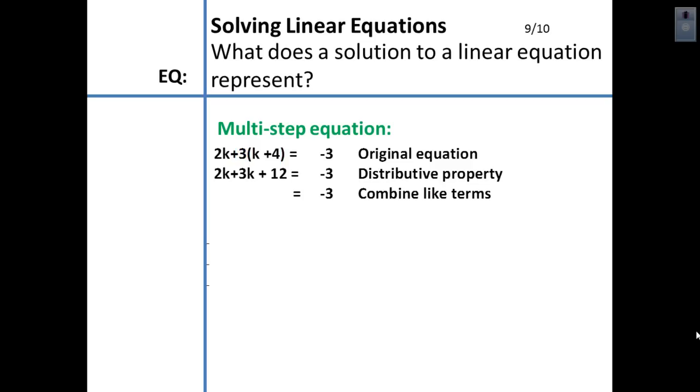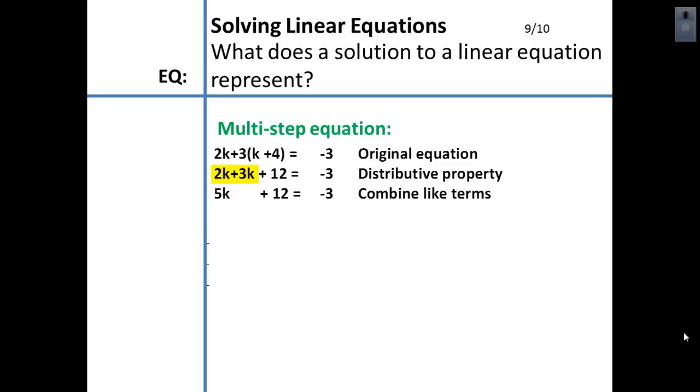Correct. We're going to combine like terms. And what two terms are we going to combine? You got it, the 2k and 3k. Remember, like terms are the terms that have the same variable and are raised to the same power. Very important. So 2k plus 3k is 5k. We drop down the 12.